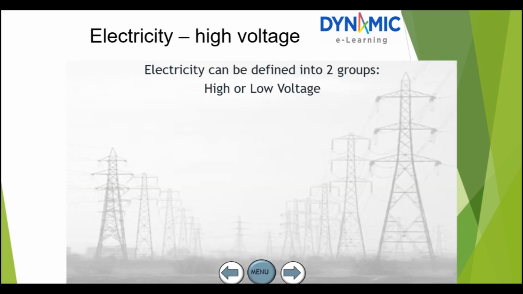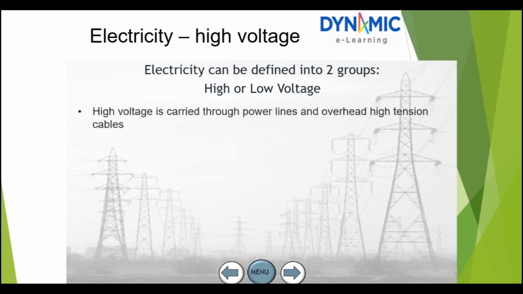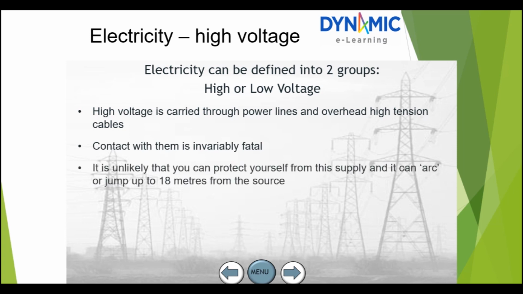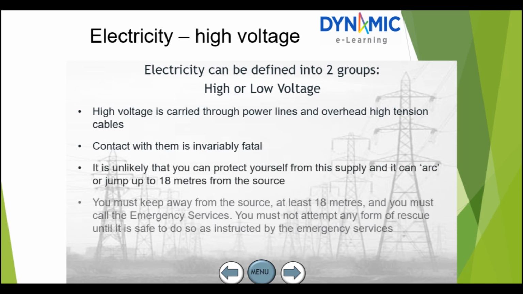Electric shock incidents. Electricity, high voltage. Electricity can be divided into 2 groups, high or low voltage. High voltage is carried through power lines and overhead high tension cables. Contact with them is invariably fatal. It's unlikely you can protect yourself from the supply, and it can arc or jump up to 18 meters from source. You must keep yourself at least 18 meters away from the source, and you must call the emergency services.